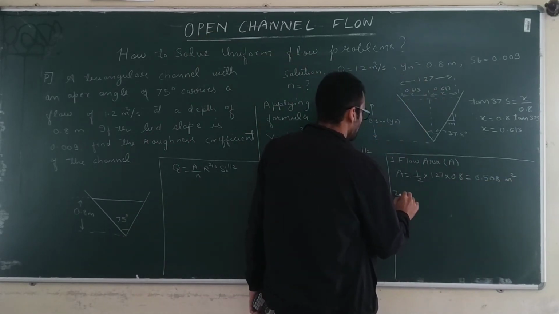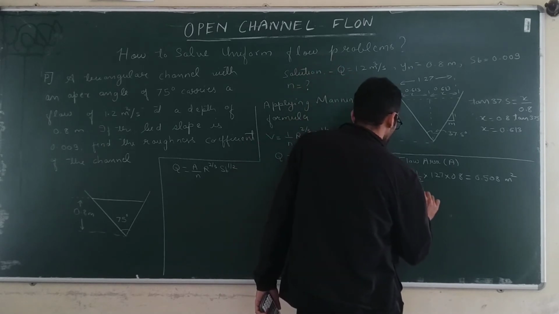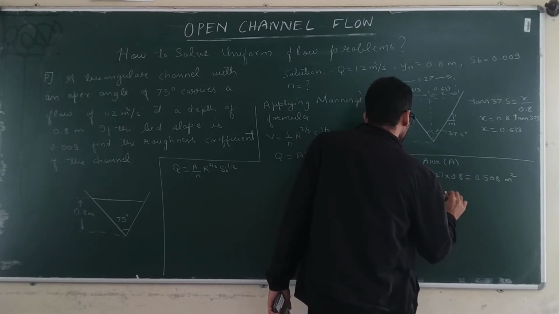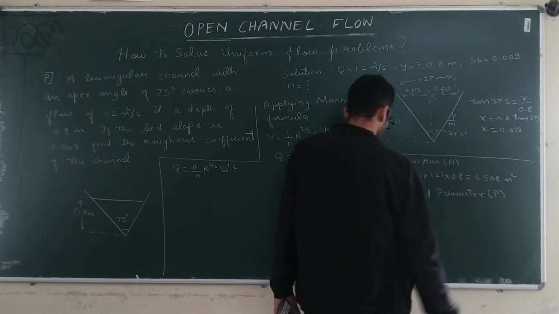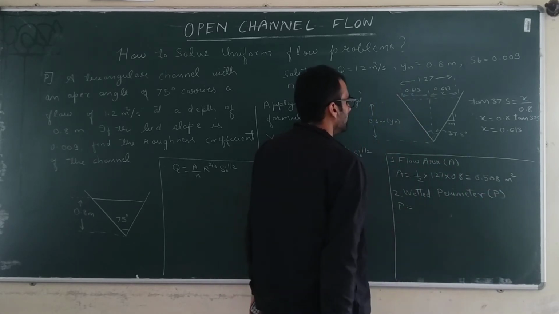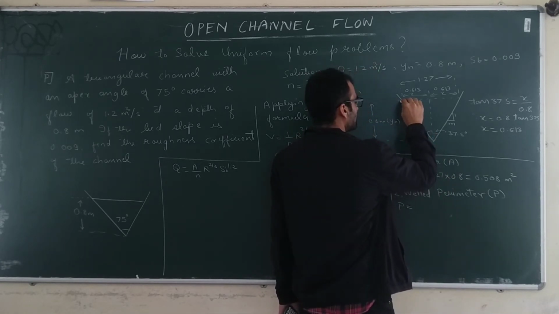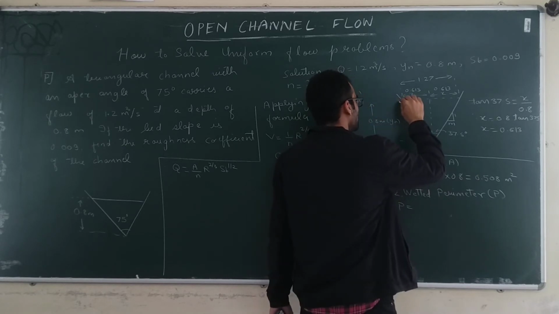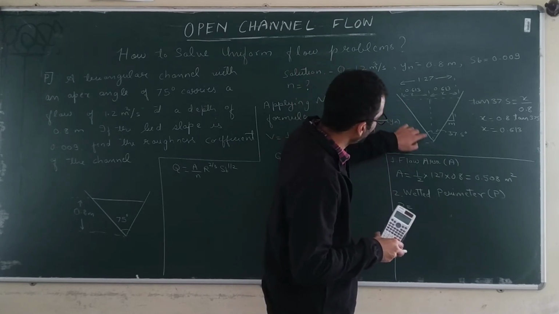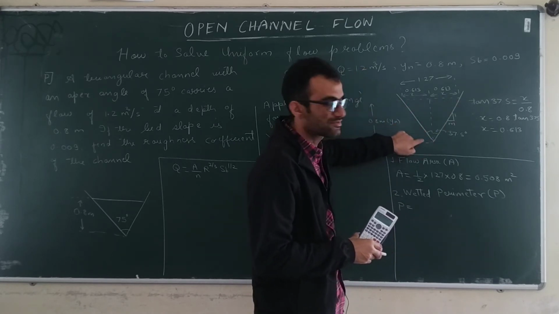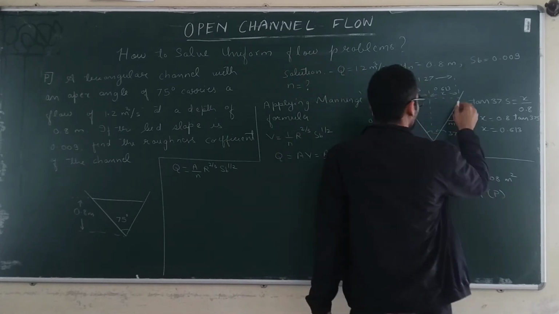Now secondly, we want to know the wetted perimeter. Now wetted perimeter is what? The length of the cross section that is wetted by the flow, or length of the cross section which is in contact with the flow. So it is this sloping length plus this sloping length. This length of the channel is actually in contact with the water. So we have to find out this length plus this length. Both these lengths are the same.